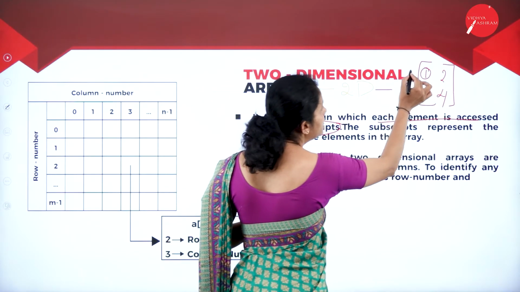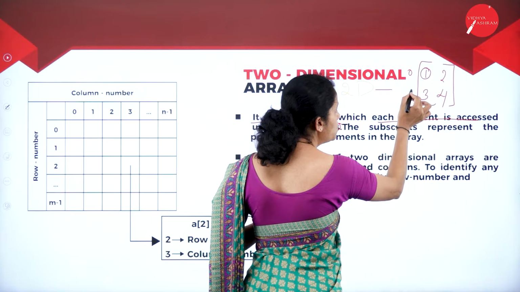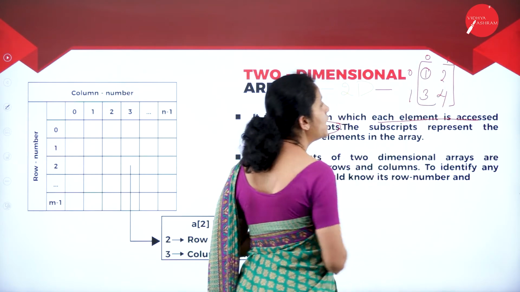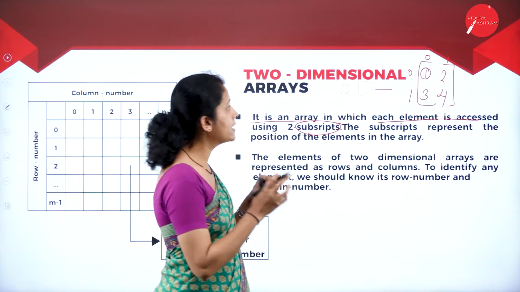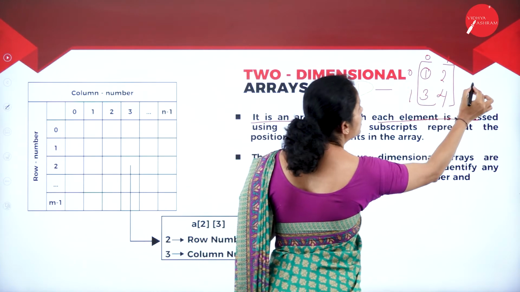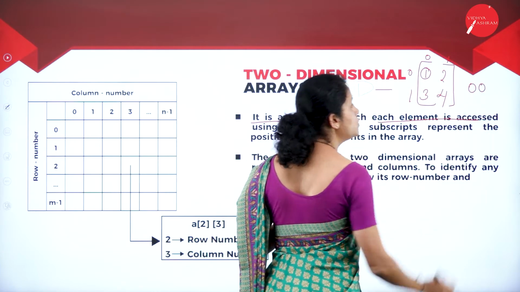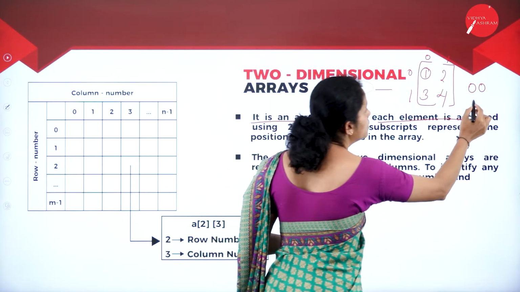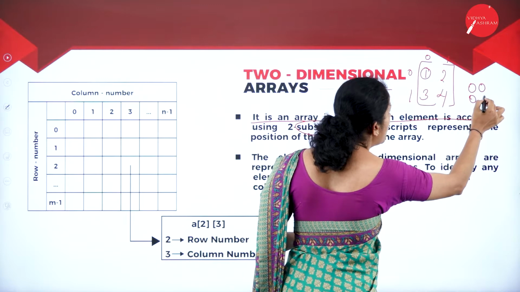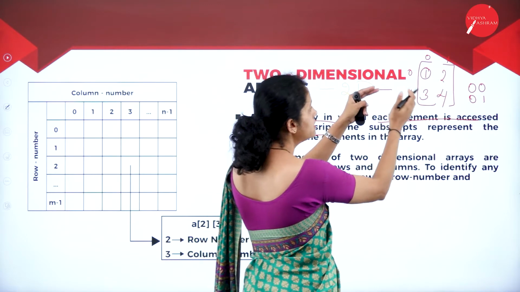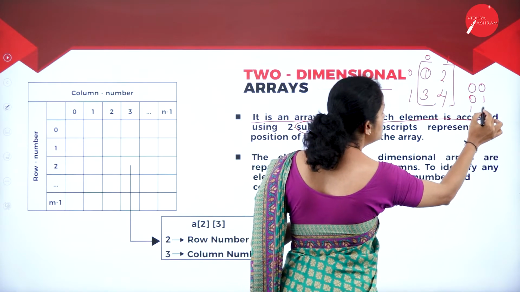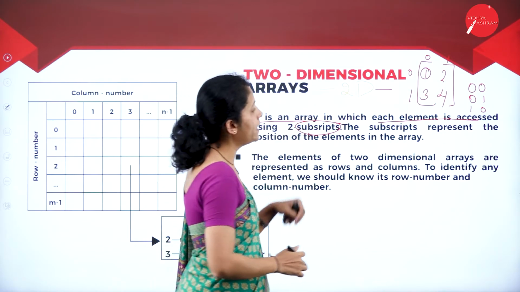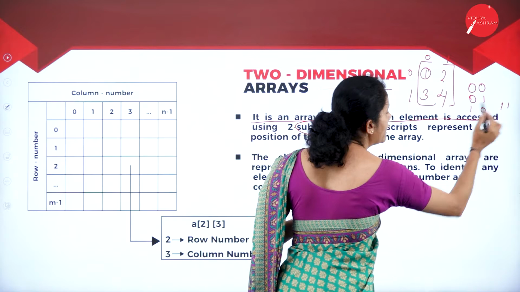So here the index starts from 0 and 1. If I consider columns 0 and 1, now if I want to access the element 1, how can I access? That is 0, 0. If I want to access 2, how can I access? With the help of 0 and 1. If I want to access 3, how can I? 1, 0. If I want to access 4, then how can I? That is 1 and 1.